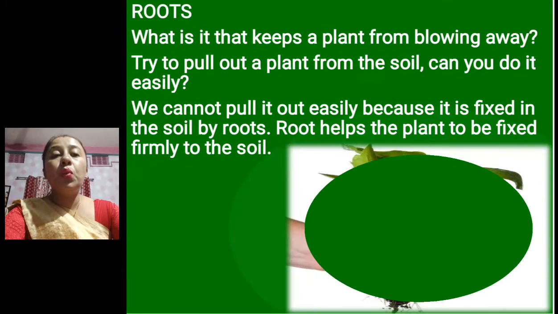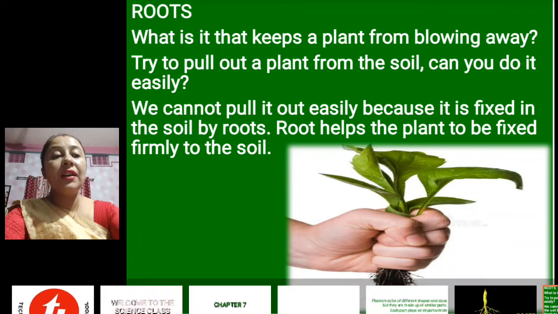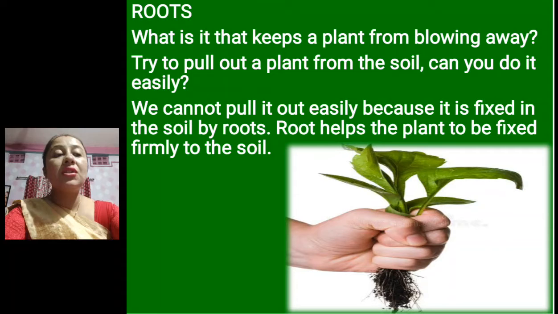So, what keeps a plant from blowing away? Try to pull a plant from the soil. Can you do it easily? We cannot pull it out easily because it is fixed in the soil by roots. Roots help the plant to be fixed firmly to the soil. So, it is the root, children, which helps plants to be fixed strongly. Firmly means strongly inside the soil, so that we cannot uproot it easily.